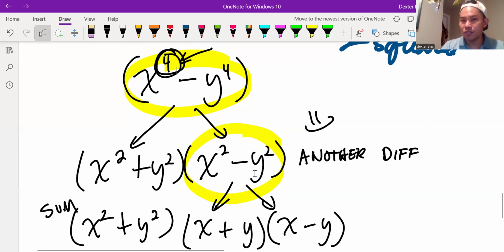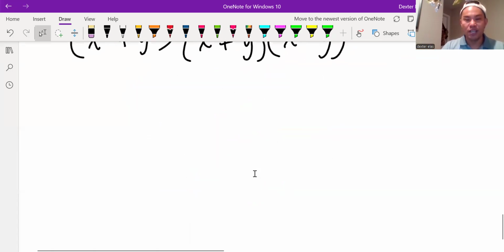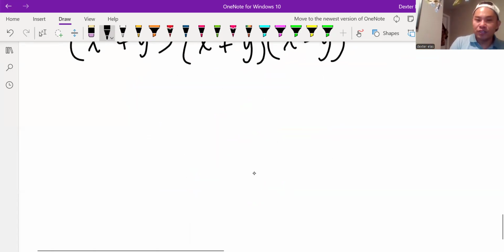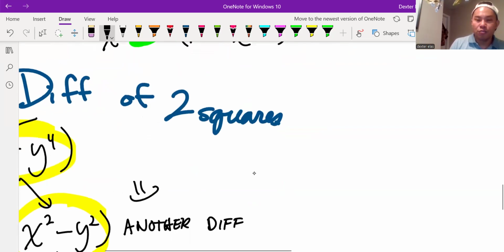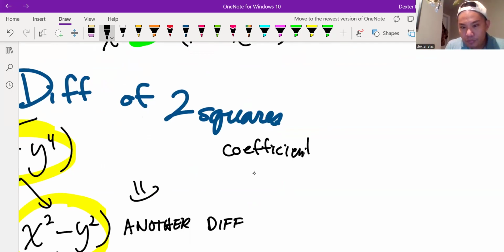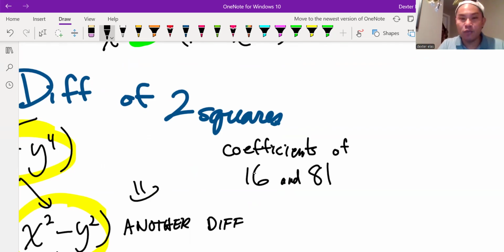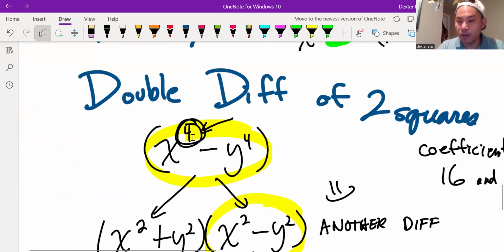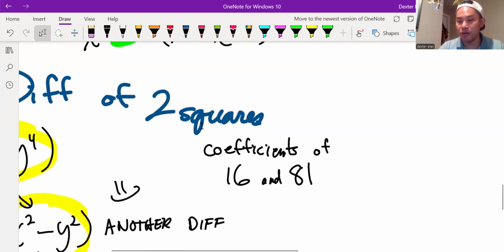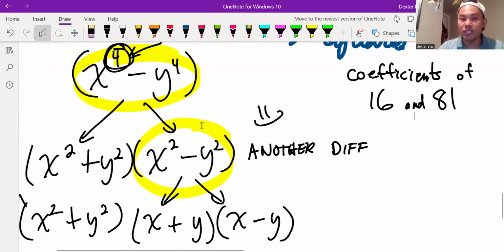Now, let me add some numbers, and it's usually these numbers only. Write down for double difference, underneath the double difference, put coefficients of 16 and 81. 100%. These are the things that give you the double difference. So if you come across these numbers with something with a variable to the fourth power or to the eighth power, then it's a double difference. And let me show you an example of that.